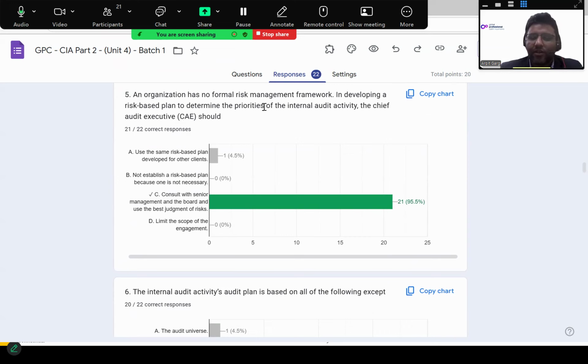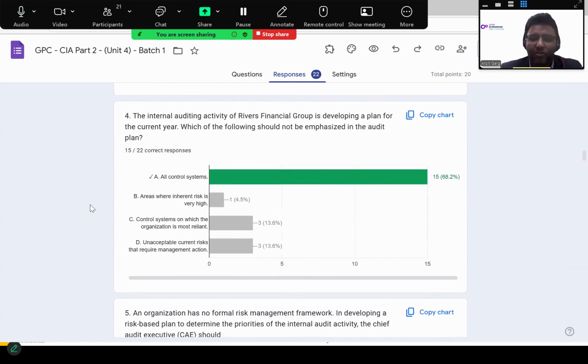Moving on to question number 5. It says an organization has no formal risk management framework. In developing a risk-based plan and to determine the priorities of the internal audit activity, the CAE should use the same risk-based plan developed for other clients, or consult with senior management and the board and use the best judgment for risk, or limit the scope, or not establish a risk-based plan. So consult with senior management is better. Using the same risk-based plan developed for other clients will not work, right? Because risk assessment has to happen specific to the organization.